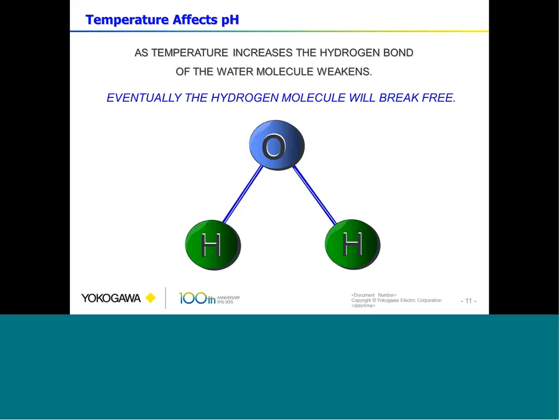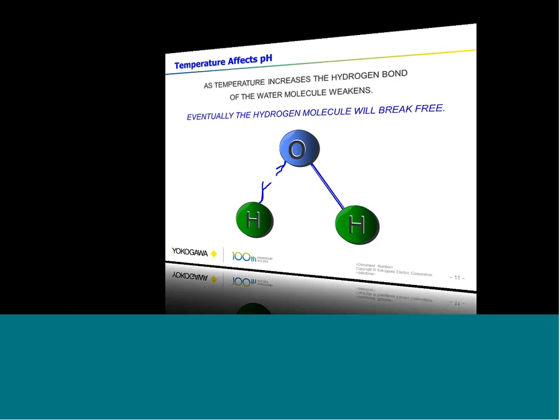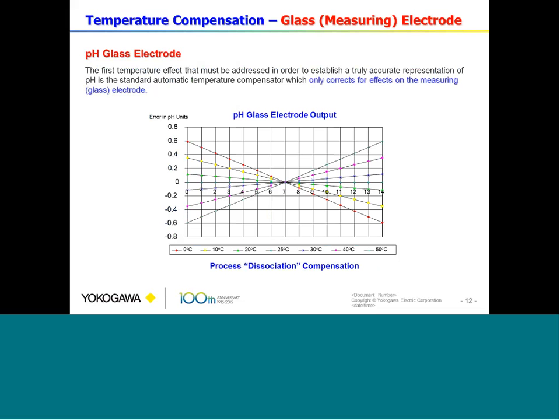What happens is that as the temperature increases, the hydrogen bond tends to break and cause the process to change in pH value. Now, there are two important effects related to temperature that we're going to discuss, and the first one is the effect of temperature on the glass electrode itself. This graph shows the importance of temperature compensation for its effects on the measuring electrode. That's the little bulb on the end of the glass body.